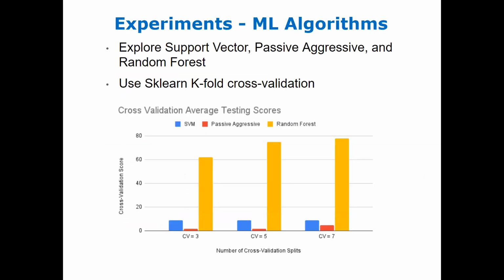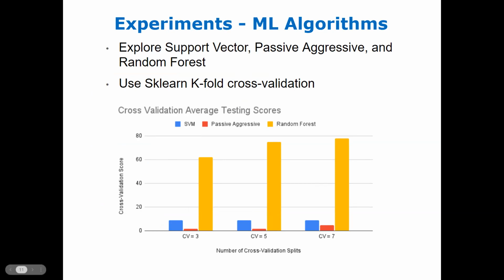So here are the experiments from the three different types of machine learning algorithms I decided to use. As you can see, we have the SVM machine learning algorithm in blue, passive aggressive in red, and random forest in yellow. The cross-validation score for the random forest classifier is exceedingly higher than both the passive aggressive and the SVM models. This is because of the way that it actually performs this machine learning algorithm. I can go more in depth later if you have questions on that.